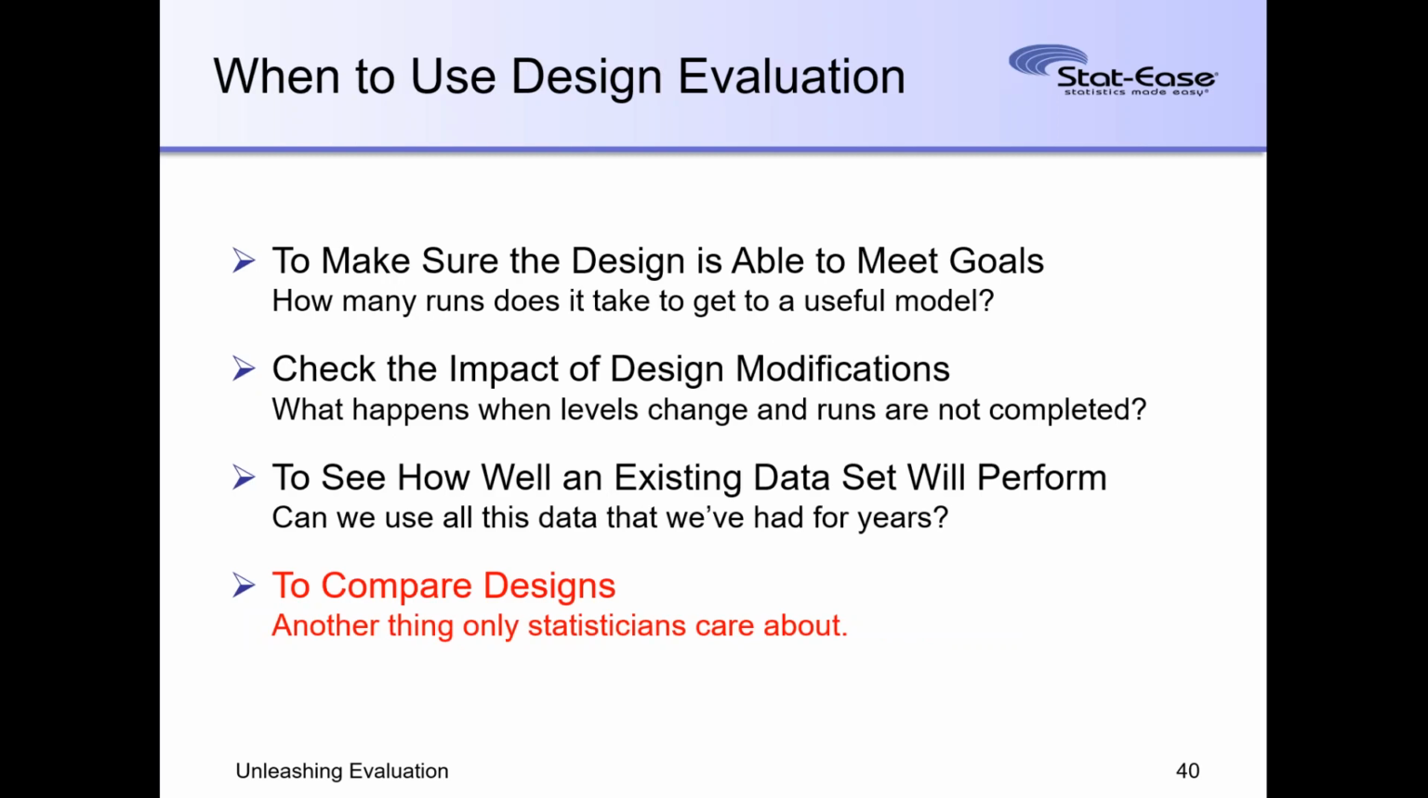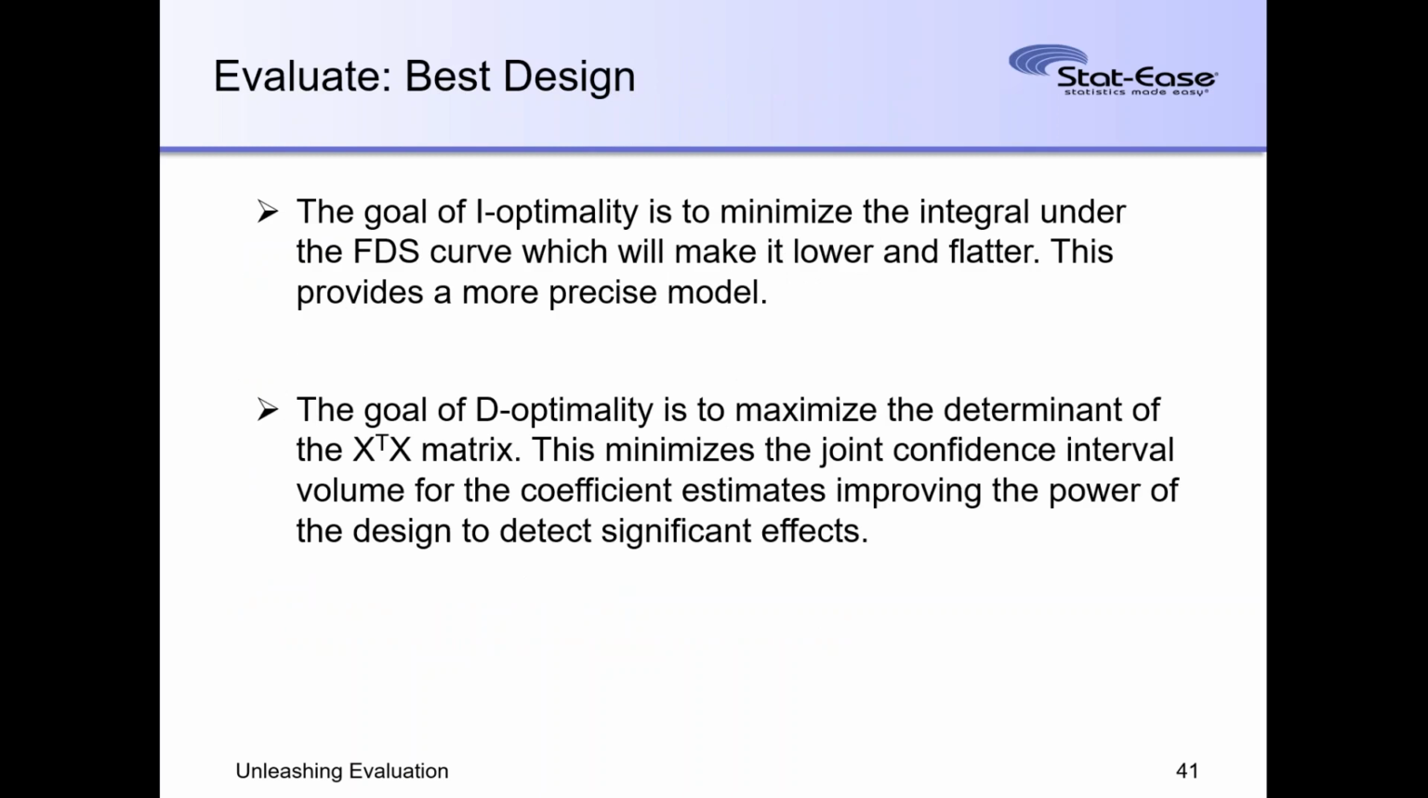Another thing that you can do with evaluation is compare designs, which is another thing only statisticians actually care about. So the best design. The goal of I-optimality is to minimize the integral under the fractional design space curve, which makes it lower and flatter. This provides a more precise model over more of the design. The goal of D-optimality is to maximize the determinant of the X transpose X matrix. This minimizes the joint confidence interval volume for the coefficient estimates, which improves the power of the design to detect significant effects.